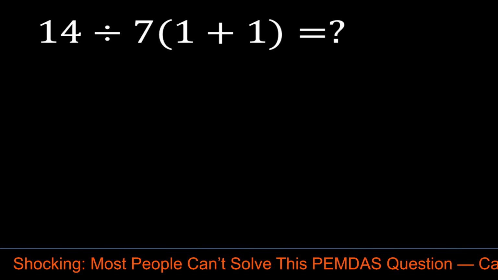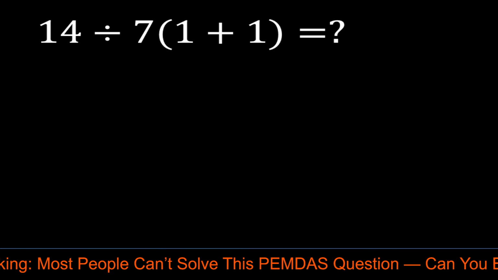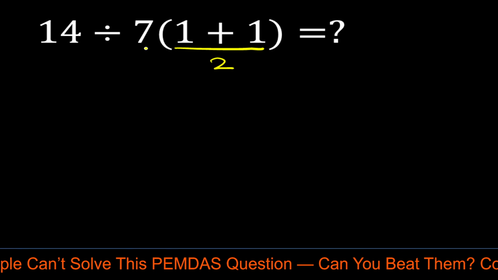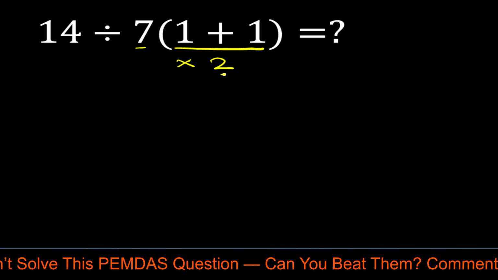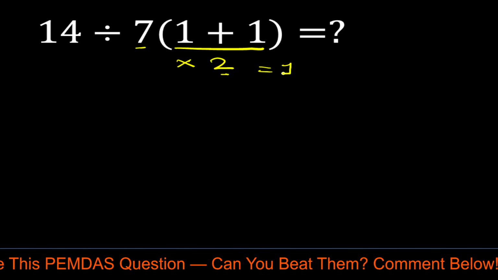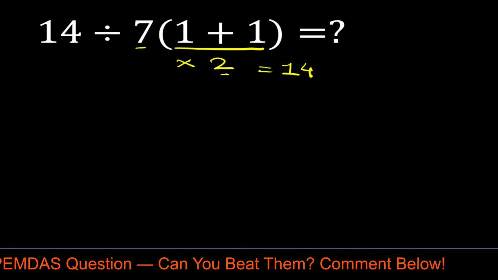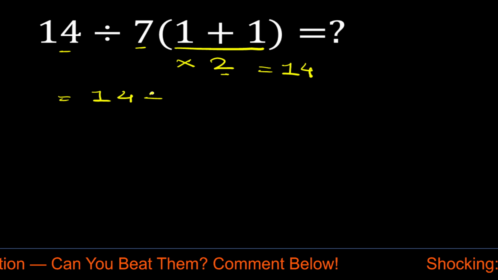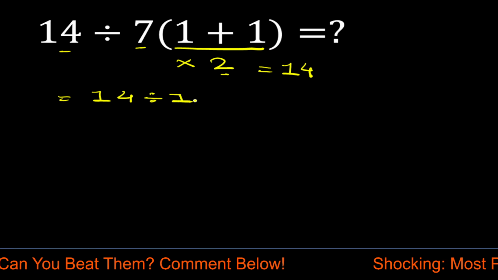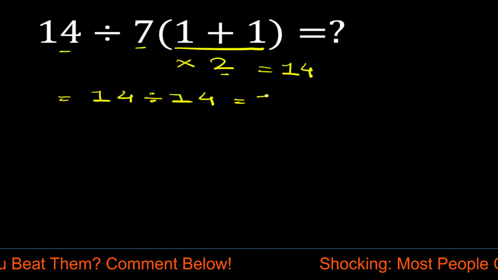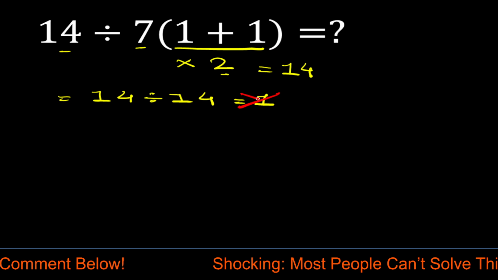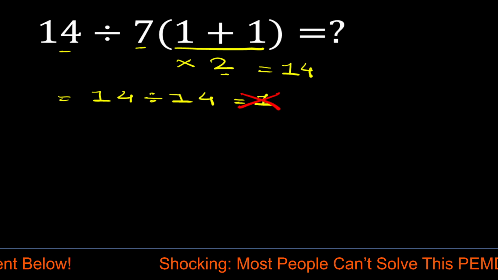So most people solve this question like 1 plus 1 is equal to 2, right? Now 7 times 2 is equal to 14, right? Now 14 divided by 14. So 14 divided by 14 is equal to 1, right? But this answer is not correct. This answer is completely wrong.